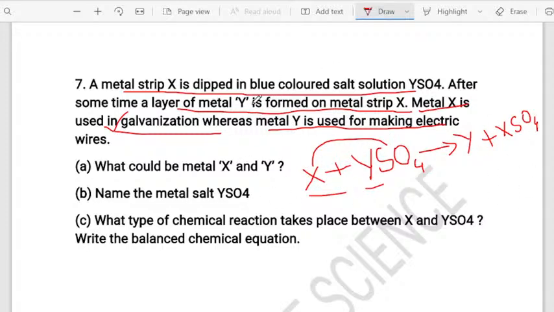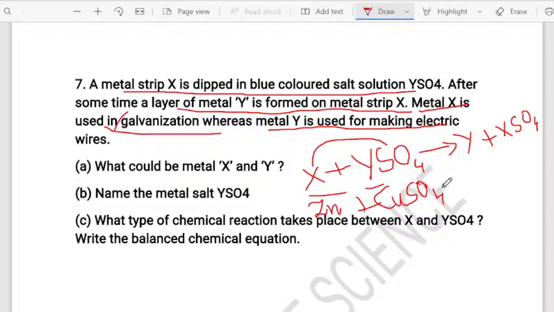ಸೊ metal X is dipped in the blue colored sulfate solution. ಬ್ಲೂ ಕಲರ್ ಅಂದ ತಕ್ಷಣ ಕಾಪರ್ ಸಲ್ಫೇಟ್. ಟೂ ಹಿಂಟ್ಸ್ ಕೊಟ್ಟಿದ್ದಾರೆ ಇಲ್ಲಿ. ಓಕೆನಾ, ಬರ್ಕೊಳ್ಳಿ ಕೆಳಗಡೆ ಕಾಪರ್ ಸಲ್ಫೇಟ್ ಅಂತ. ನೆಕ್ಸ್ಟ್ ಏನ್ ಕೊಟ್ಟಿದ್ದಾರೆ, after some time a layer of metal Y is formed on a metal strip of X. ಅಂದ್ರೆ ಇದು ಡಿಸ್ಪ್ಲೇಸ್ಮೆಂಟ್ ರಿಯಾಕ್ಷನ್ ಅಂತ ಅರ್ಥ. Metal X is used in galvanization. ಗ್ಯಾಲ್ವನೈಸೇಷನ್ ಅಲ್ಲಿ ಯೂಸ್ ಮಾಡುವಂತ ಮೆಟಲ್ ಜಿಂಕ್. ಓಕೆನಾ, ಸೊ ಈಸಿಯಾಗಿ ಆನ್ಸರ್ ಗೊತ್ತಾಯ್ತು ಈಗ.